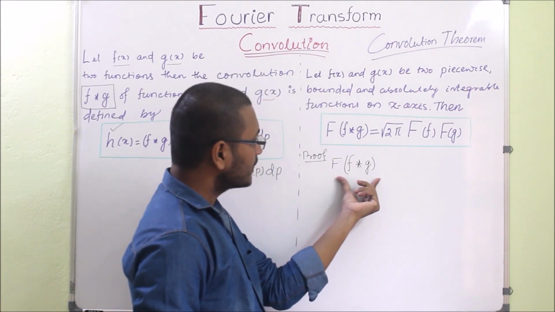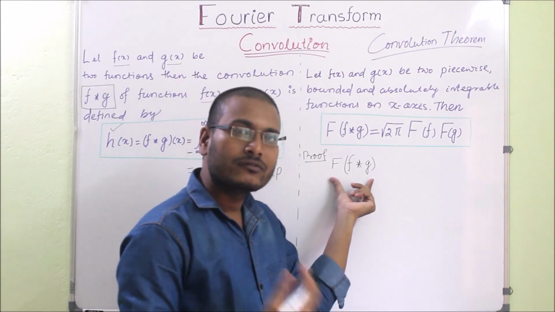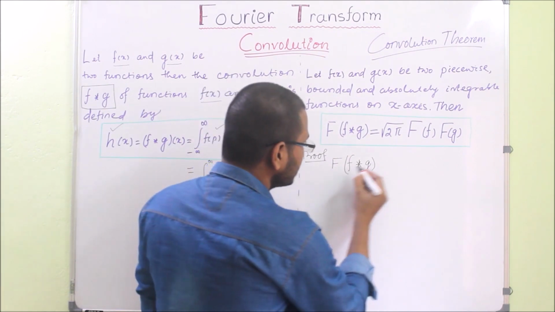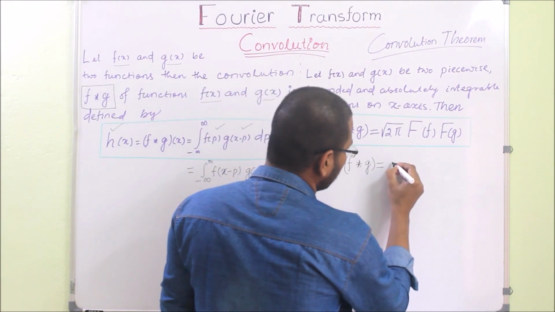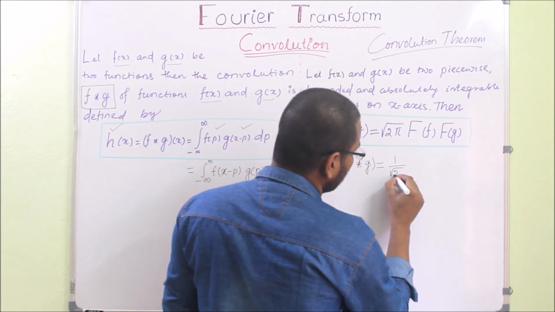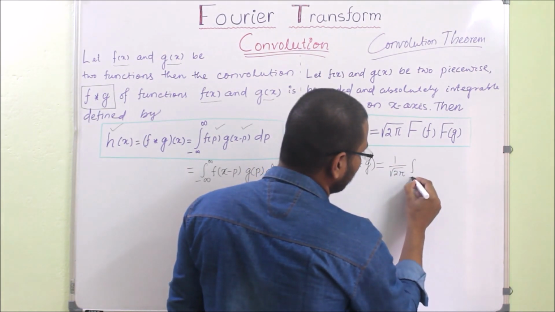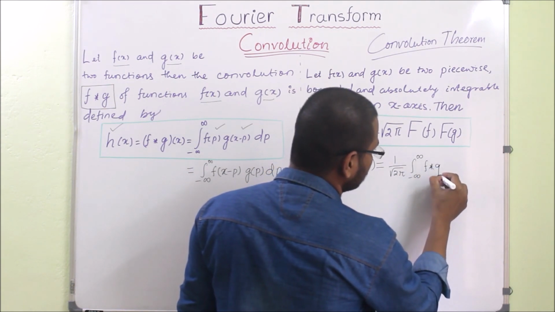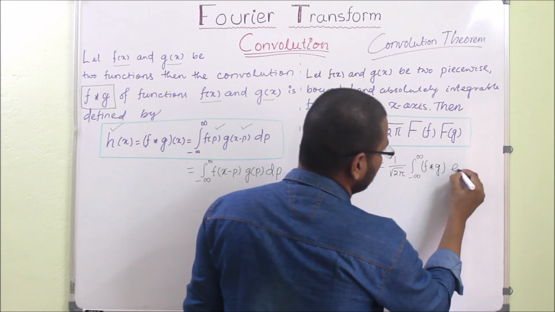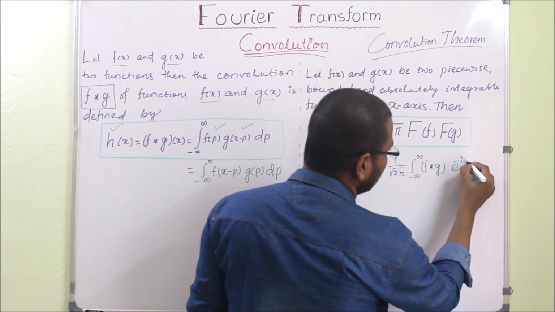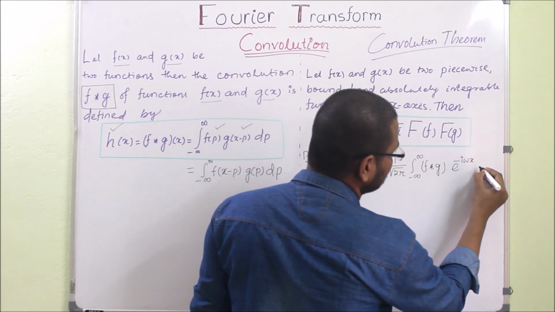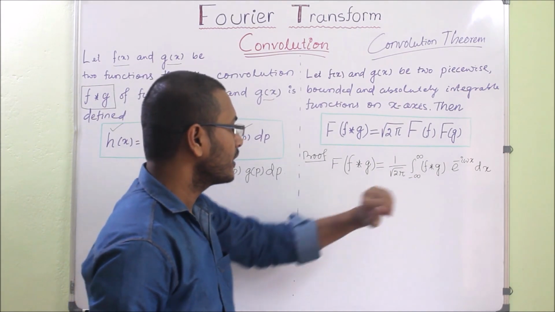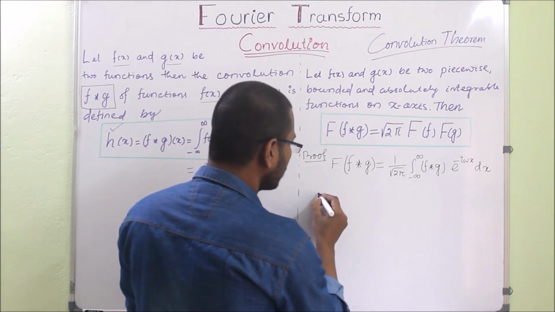How to do this one? We have to apply the formula, or the definition, of Fourier transform. So this is equal to 1 by square root of 2 pi, integration from minus infinity to infinity, f convolution g into e to the power minus i w x dx. This is the formula for the Fourier transform. Now this we have to solve.